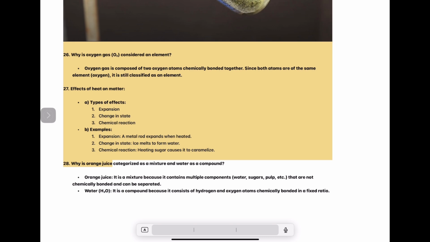28. Why is orange juice categorized as a mixture and water as a compound? Orange juice: it is a mixture because it contains multiple components, water, sugars, pulp, etc., that are not chemically bonded and can be separated. Water, H2O: it is a compound because it consists of hydrogen and oxygen atoms chemically bonded in a fixed ratio.